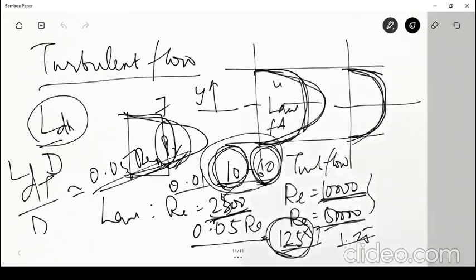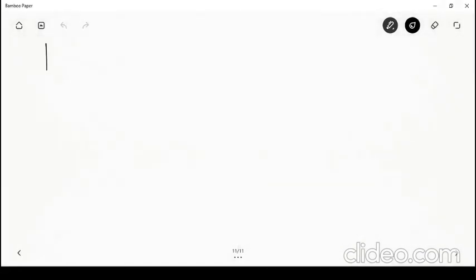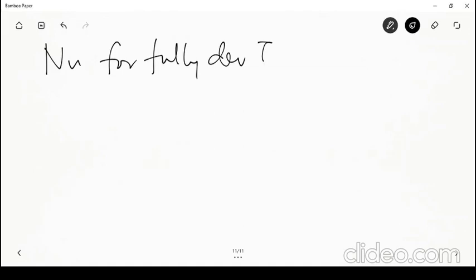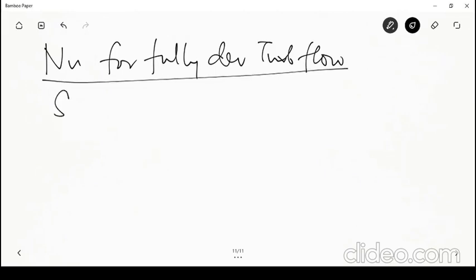Now Nusselt number for fully developed turbulent flow. Okay, so this can be calculated using the Stanton analogy, or rather Colburn analogy.